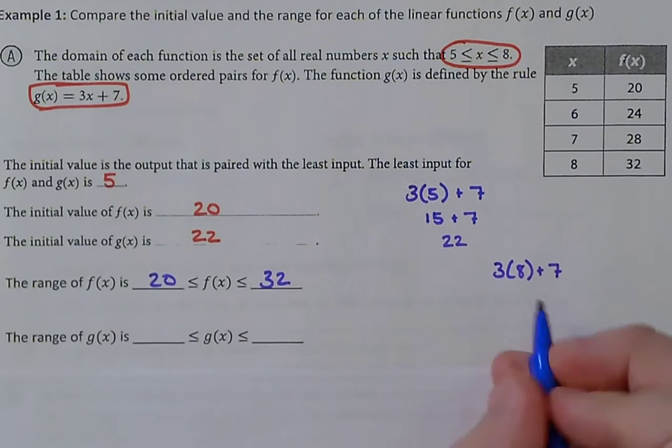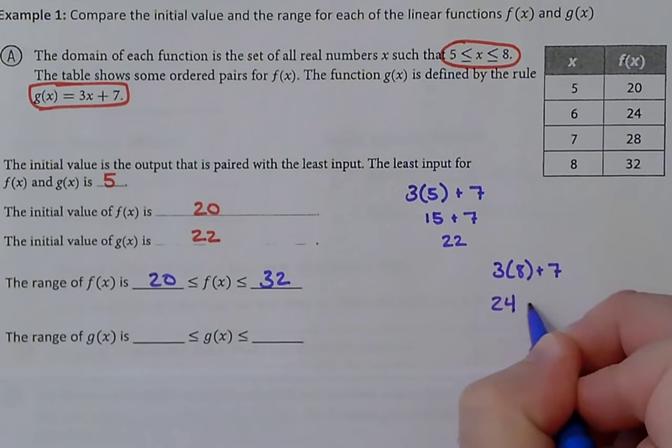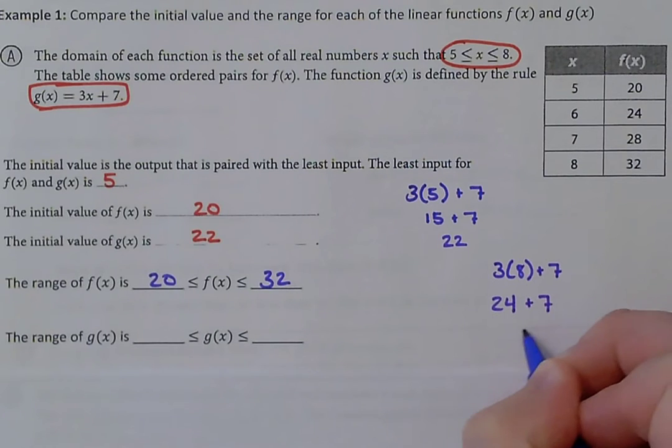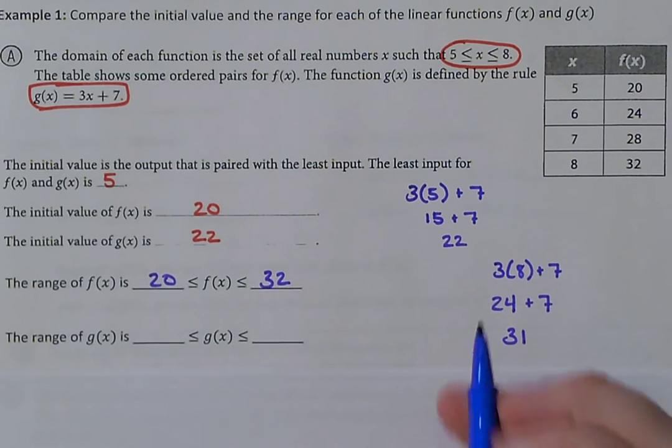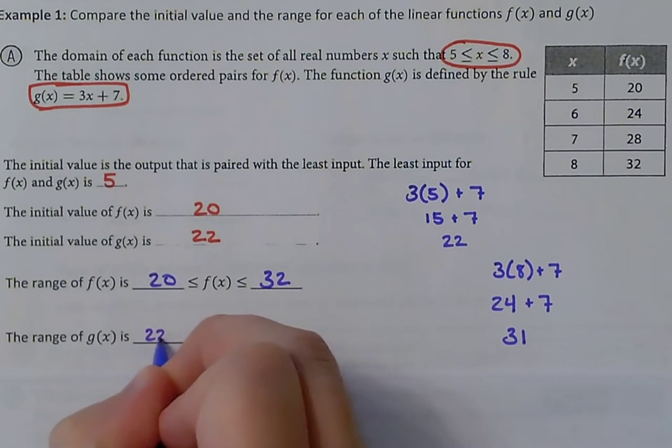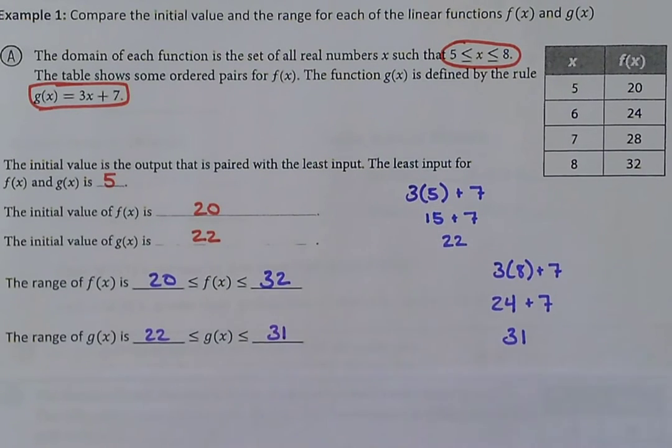3 times 8 gives me 24. And then 24 plus 7 gives me 31. So the range is going to be 22 and 31. So the range of g of x is 22 is less than or equal to g of x, which is less than or equal to 31.